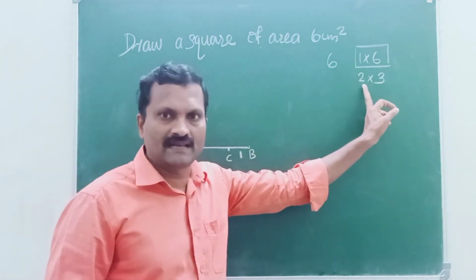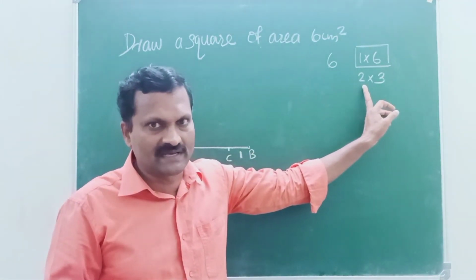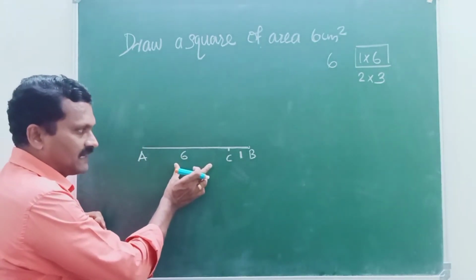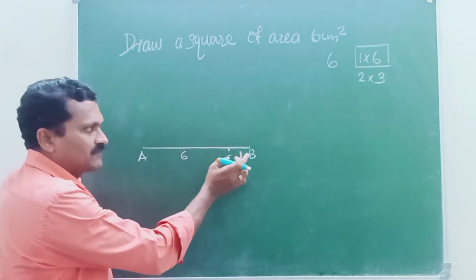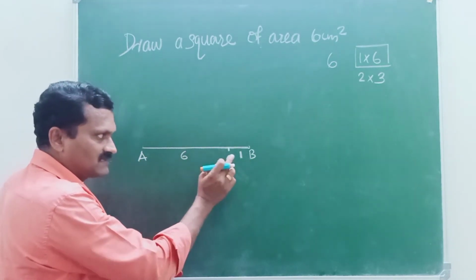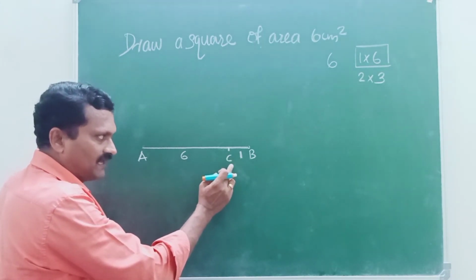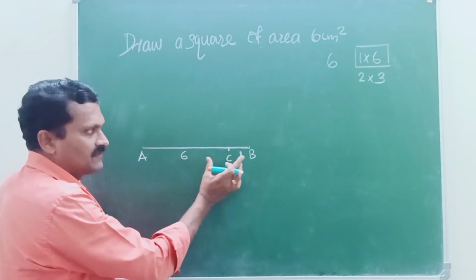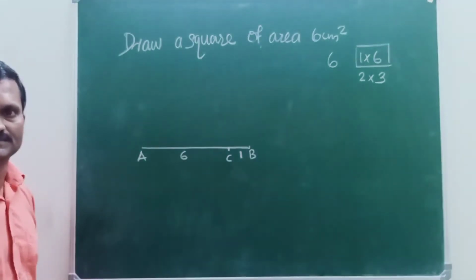If we select the numbers 2 and 3, what is the length of the line segment? 2 plus 3, that is 5. Here we select the numbers 6 and 1. So, draw a line segment AB of length 7 centimeter. Mark a point C on it such that AC equals 6 centimeter and BC equals 1 centimeter.